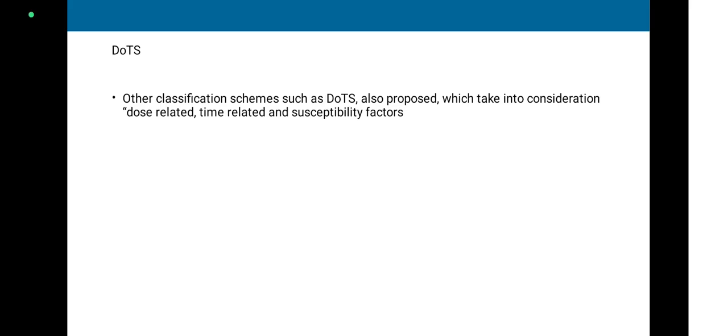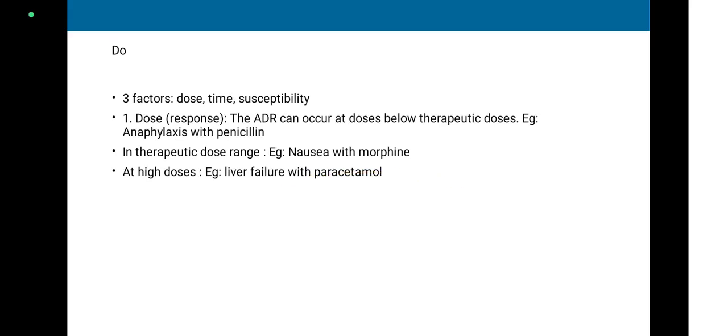Other classification schemes include DOTS, which takes into consideration dose, time and susceptibility. The first factor being considered is dose. ADRs can occur at low doses, normal doses and high doses. So this DOTS classification classifies ADRs according to the dose of the drug, the time of the event and the susceptibility of the patient. The first factor we are considering is dose, or the response to the drug.